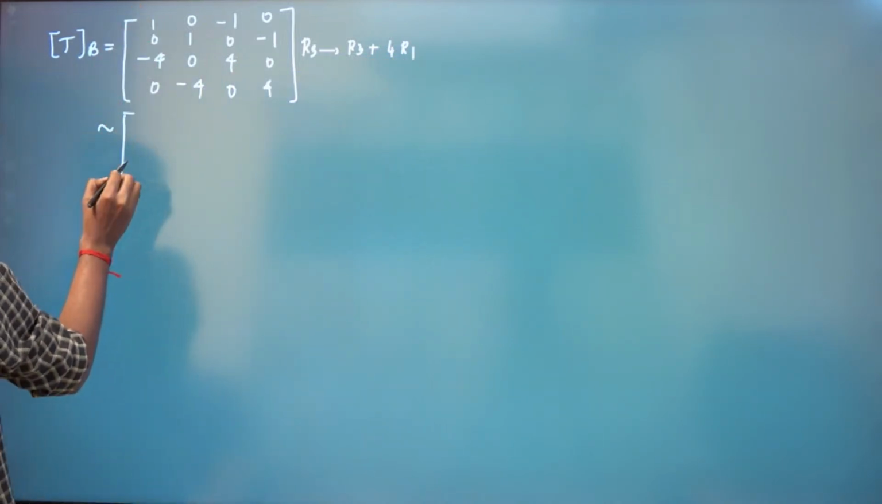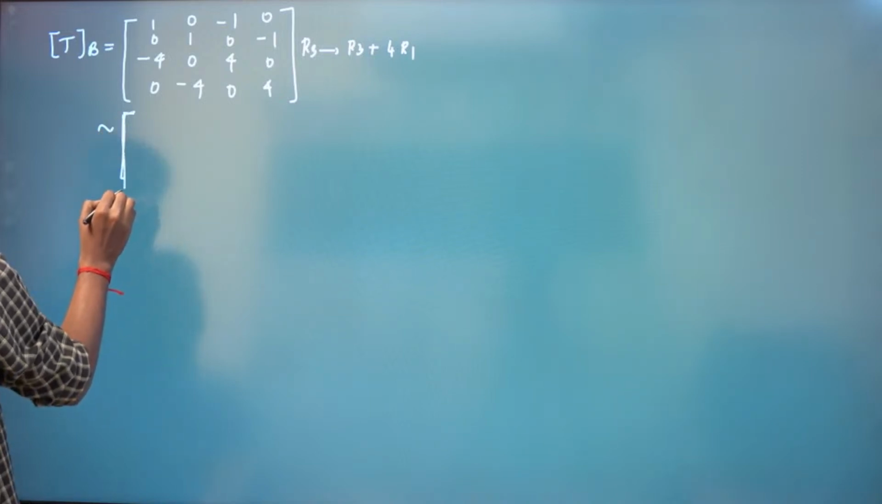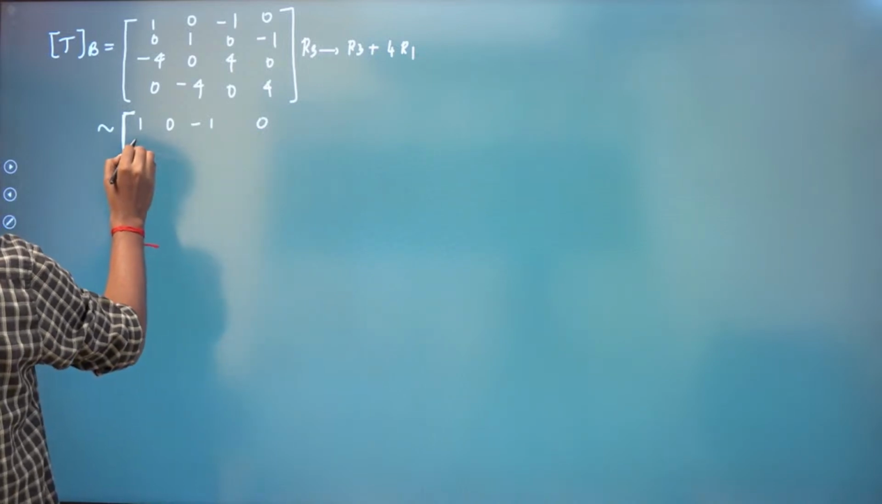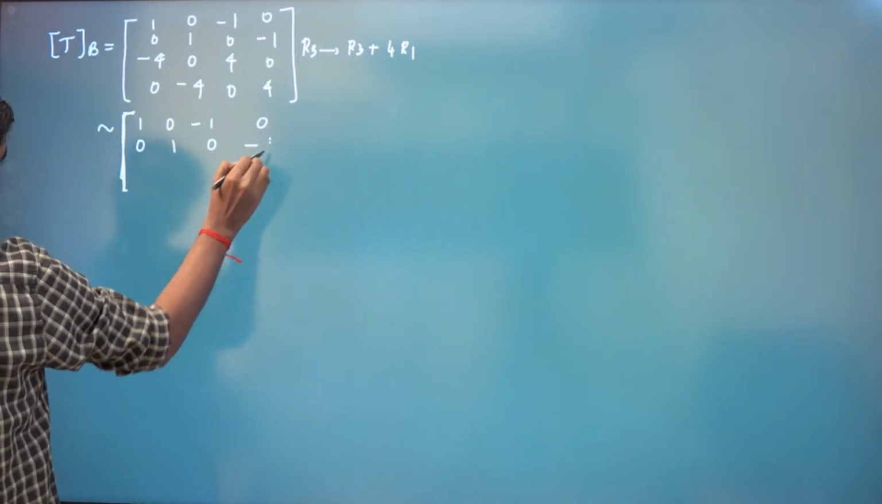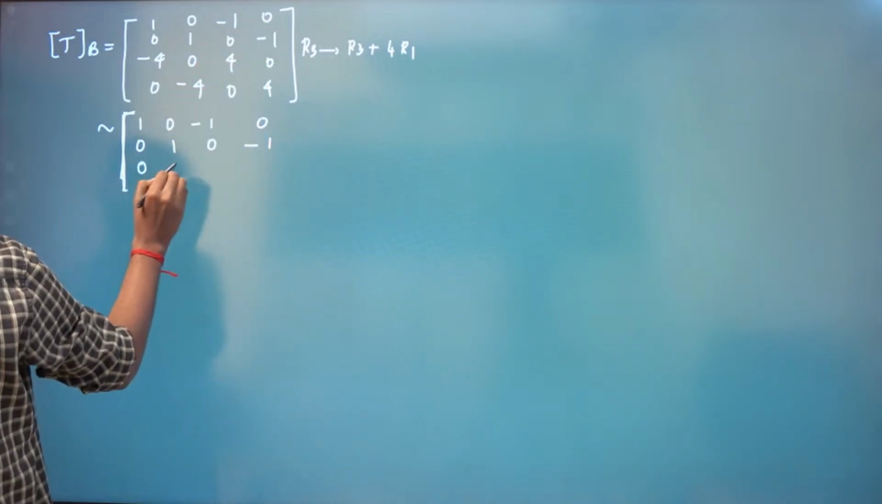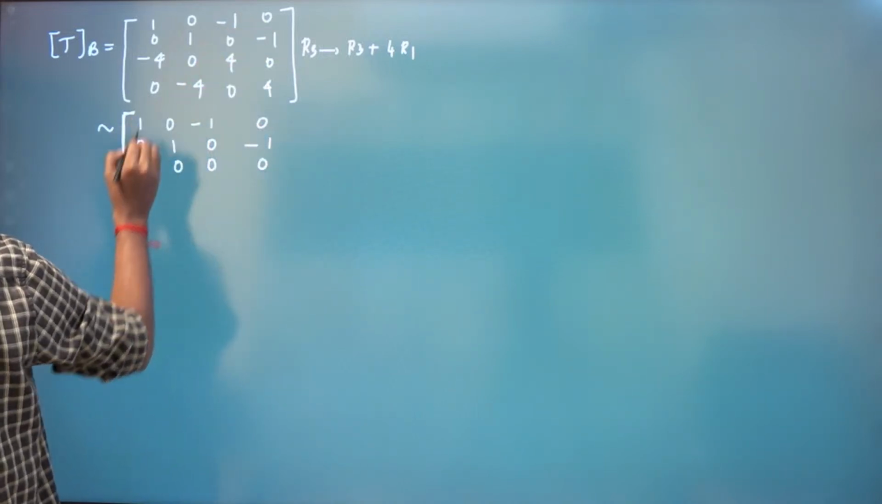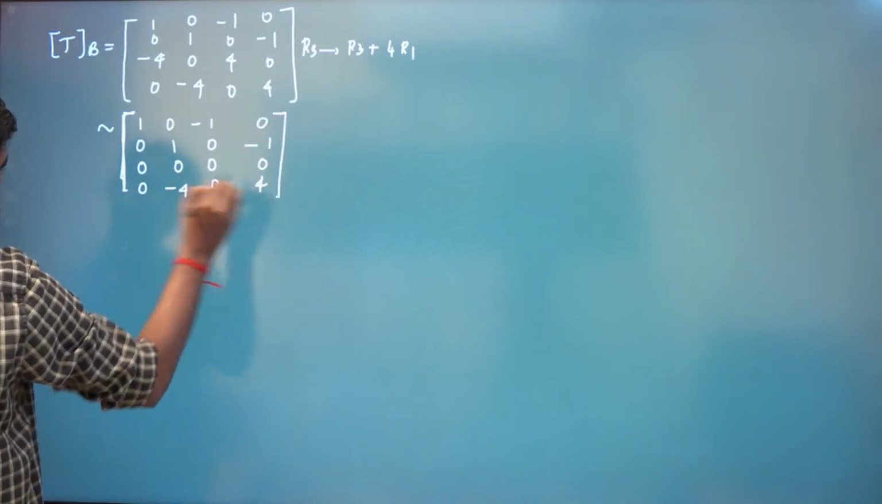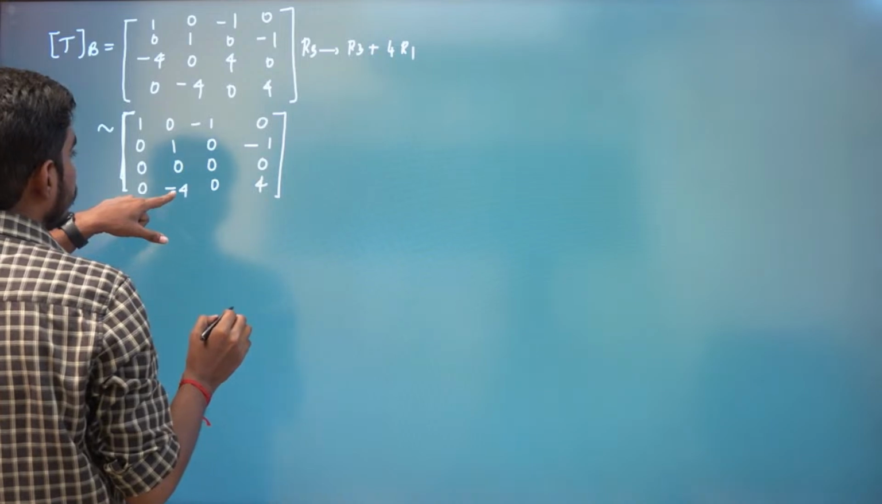So this is equivalent to 1 0 minus 1 0, 0 1 0 minus 1. You multiply by 4 and then you add. This entire row will become 0. Now this is 0 minus 4, 0 plus 4, right? Now you have to make this element 0 with the help of this.